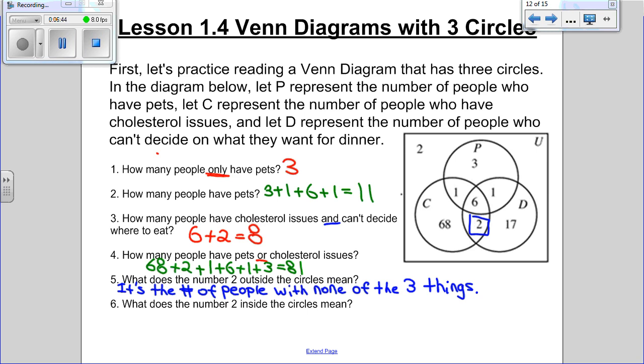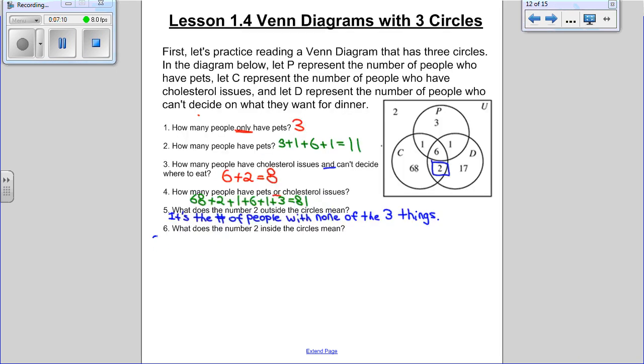If it was just cholesterol issues and they can't decide what to eat, then you would have to include this group as well, right? But because we're just talking about the number 2, that's people who have cholesterol issues, can't figure out what they want to eat, but they don't have a pet. So you can write that out however you want. I'm going to say 2 people have C and D, but not.